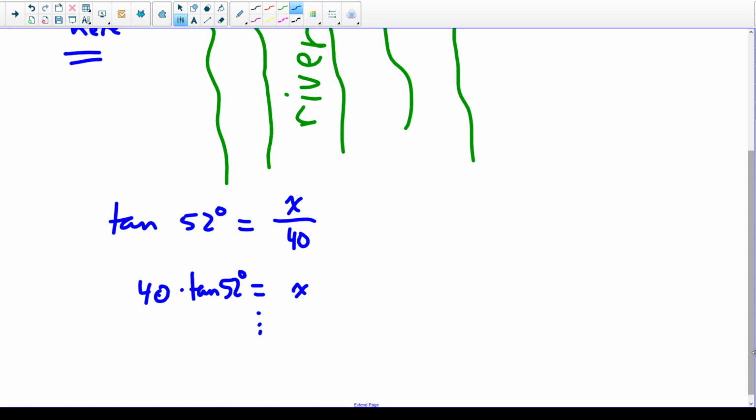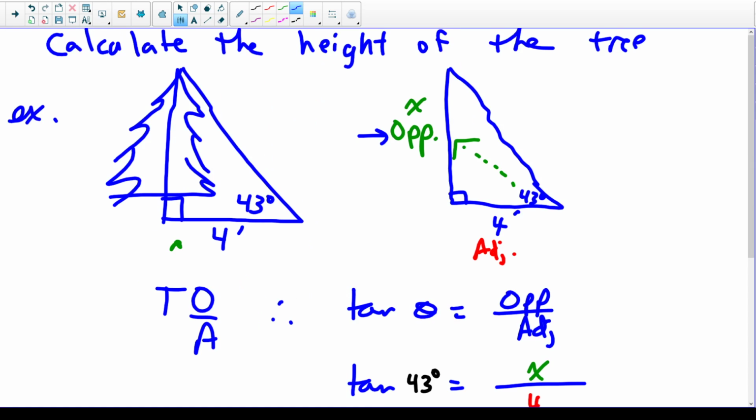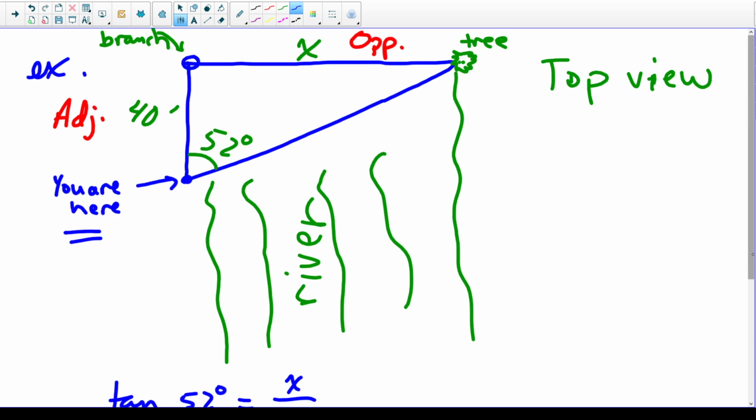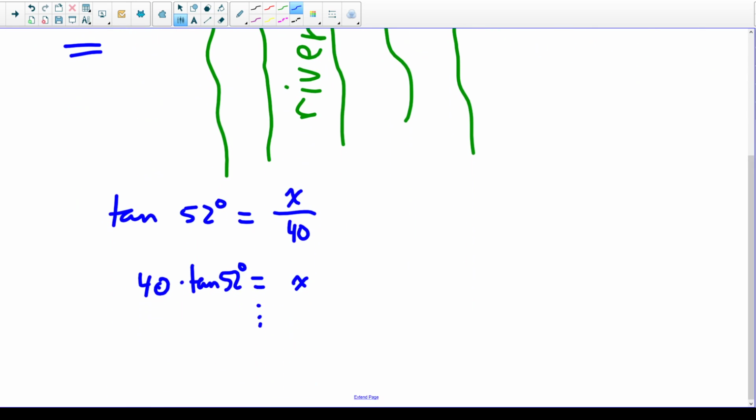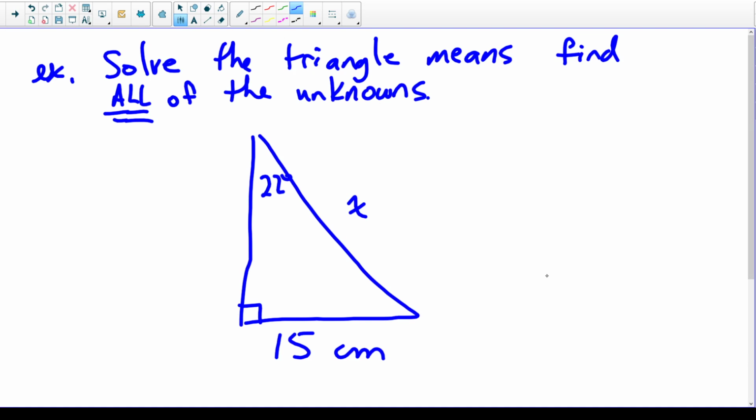Now it's not always going to be tan. I know the previous one was a tan example as well. That's not always going to be the case. Just a coincidence that it was. Let's look at another example. Now in this example it's asking you to solve the triangle, which means find all of the unknowns.